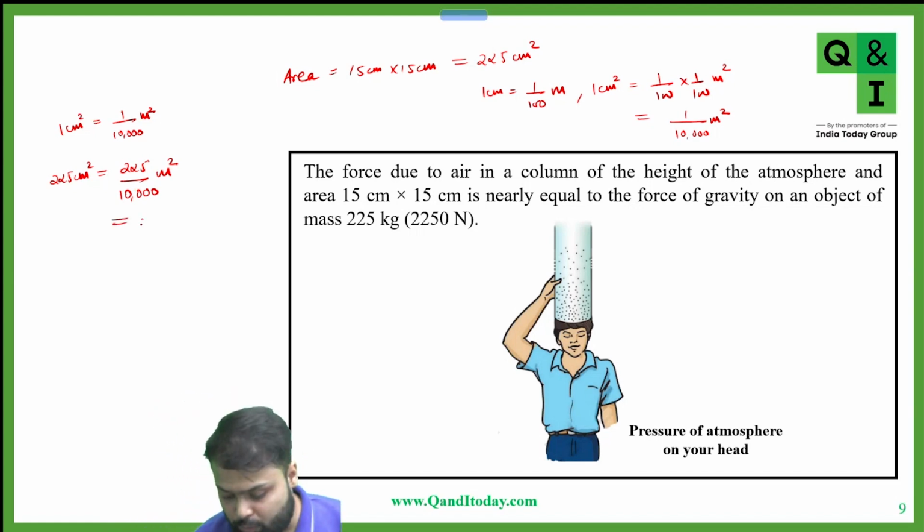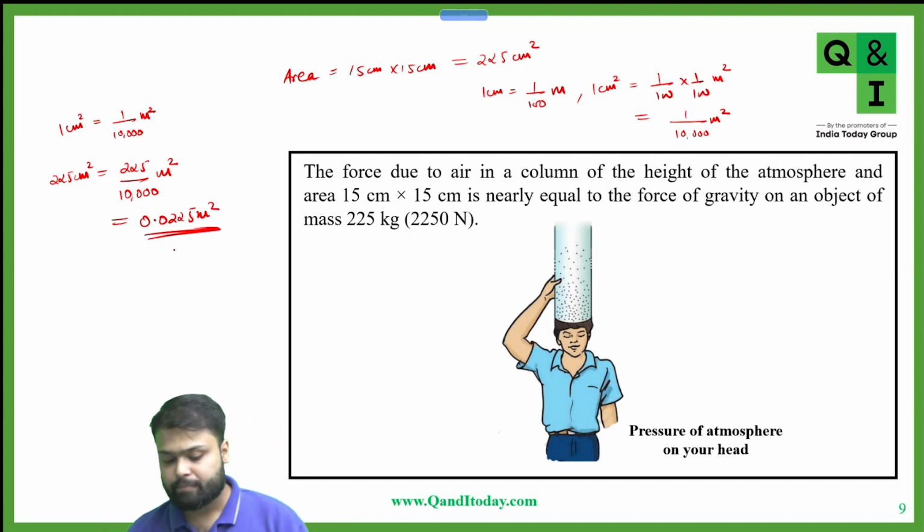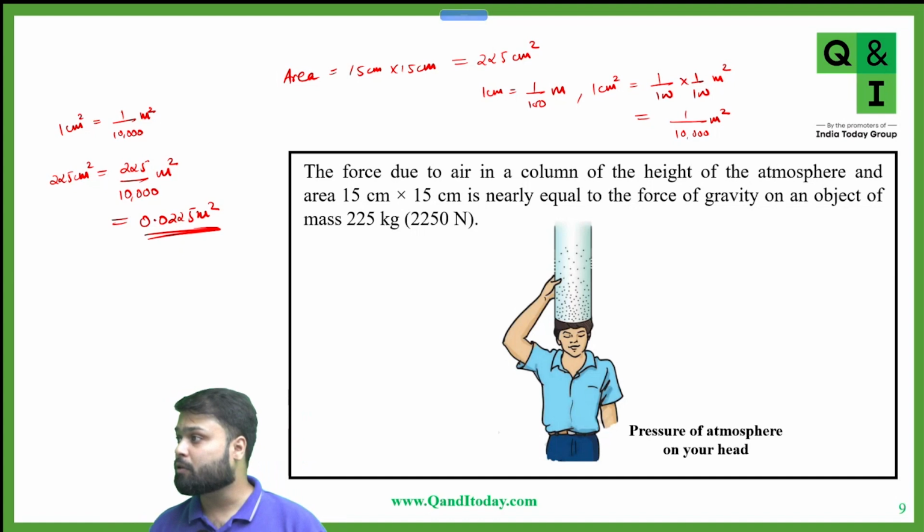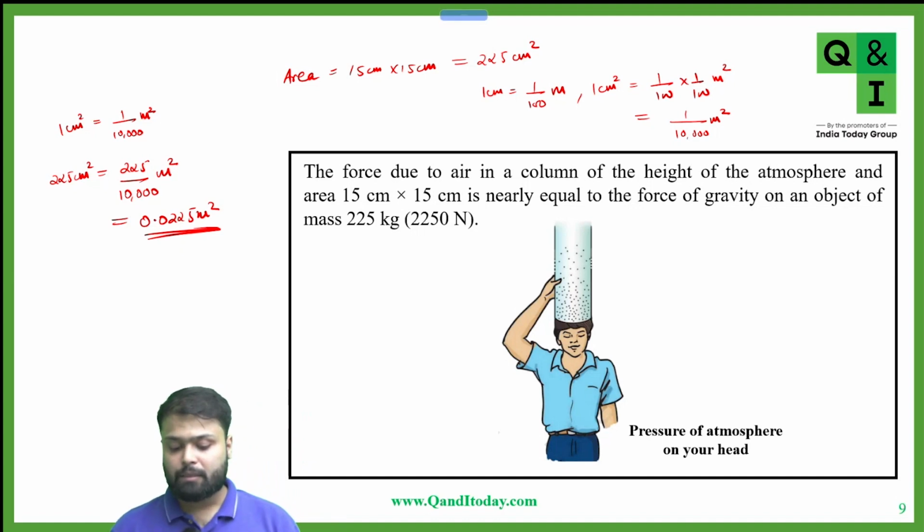So this is equal to 0.0225 meter square. If you divide 225 by 10,000, this is equal to 0.0225. Is this clear or not? Any confusion here? No, sir, it is clear.